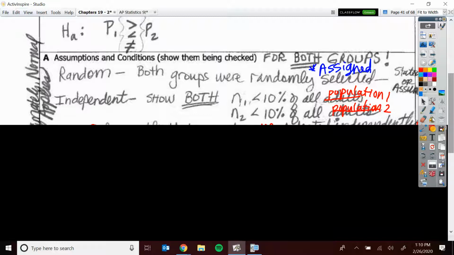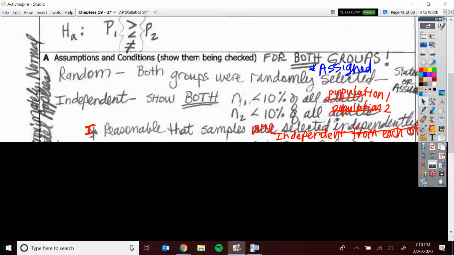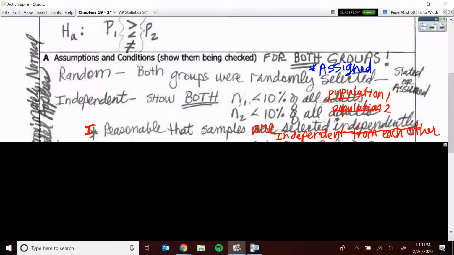And what's the new independent rule? These two samples have to be what? Independent from each other. Nobody is in both groups. The two groups have to be independent of each other. That's the extra special I. We're so extra special. I am so extra special. Okay, so that's our extra special I.